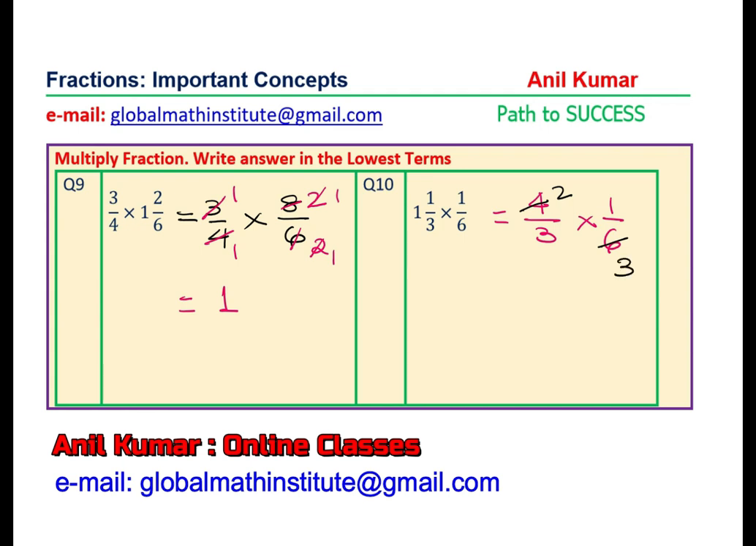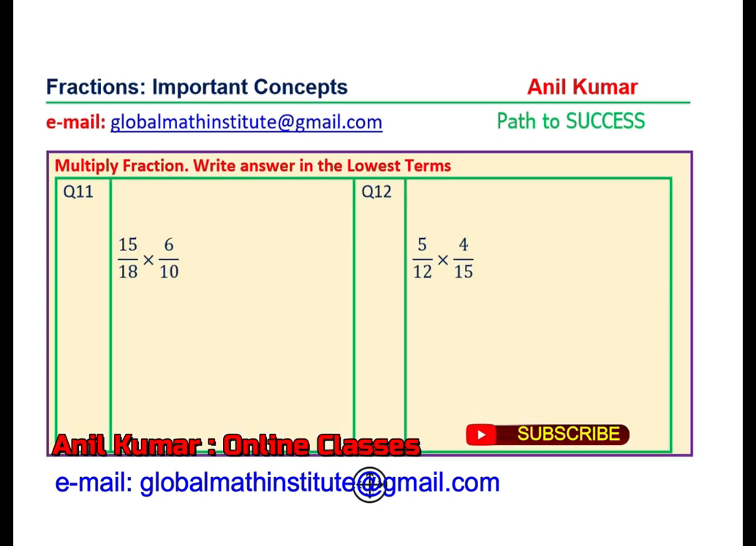Divide by 2, you get 2 times 3. And now you get 2 times 1 as 2, 3 times 3 as 9 as your denominator. Good. So we have now learned how to multiply fractions when one of them, or it could be both, is given in mixed form, right? Great. Question number 12 and 13.